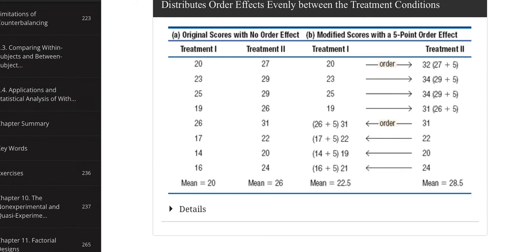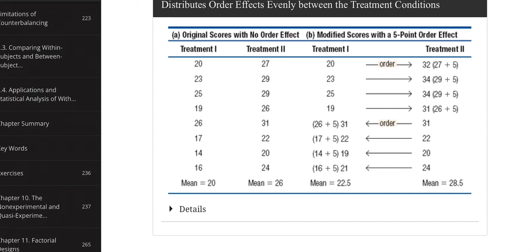So again, it didn't eliminate the order effects. The order effects are still there because the means increased, but it balanced them across both treatments instead of them all being in one treatment condition, so the difference between the means did not change. So you're still able to see that difference, and say that treatment 2 was significantly different from treatment 1.